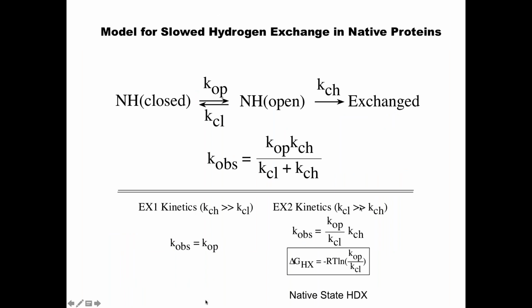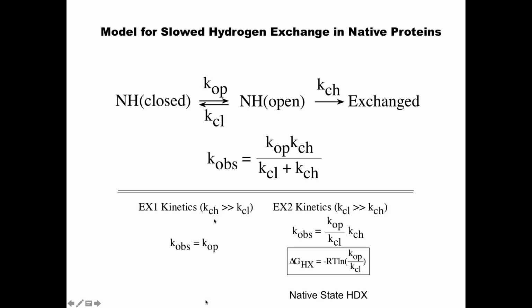So if we look at the overall process, again, if this amide hydrogen is involved in a hydrogen bond, there has to be an opening event to allow it to be exchange competent. There'll be a chemical exchange with deuterium. But the counter here is the closing rate. So the rate of exchange, the equation is shown here. For native state kinetics, what's happening is the closing rate is much faster than the chemical exchange. So what you would see here is a slow buildup of deuterium over time. And again, this is considered native state HDX.